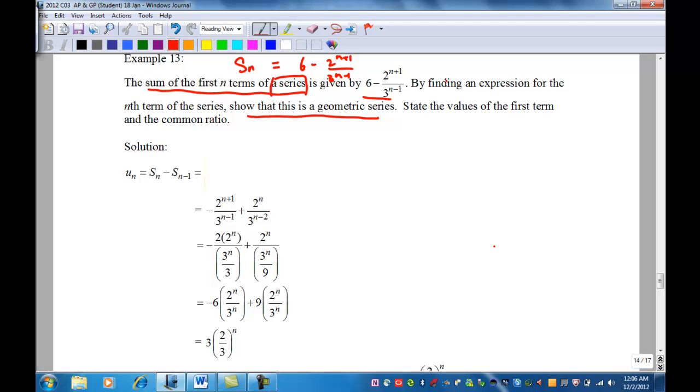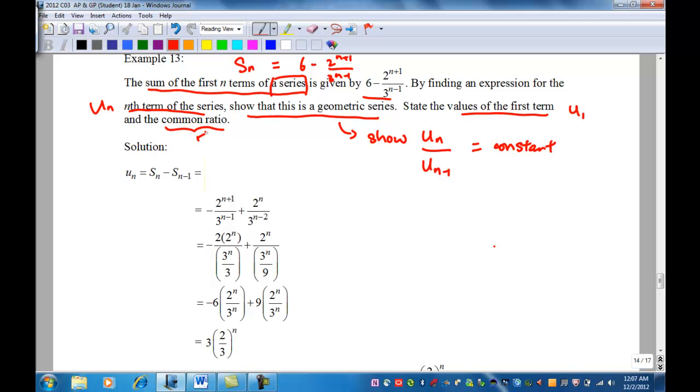Therefore, we are asked to find an expression for the nth term of the series. So by finding an expression for u subscript n, show that this is a geometric series. Meaning they will want us to show that the nth term divided by the n minus 1 term is a constant. We need to state the value of the first term and the common ratio.